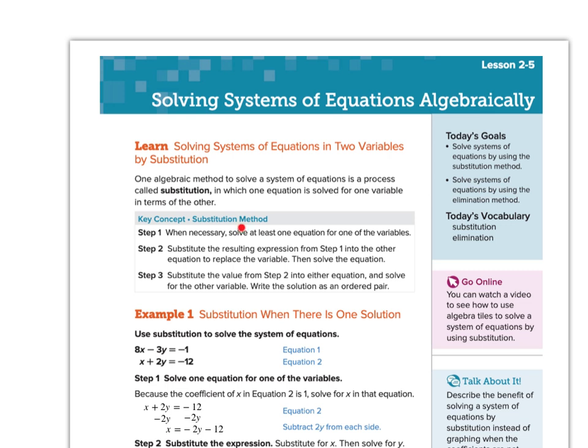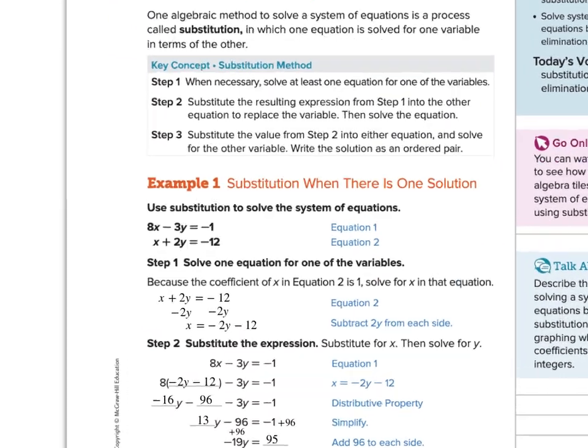Now, for the substitution method, one algebraic method to solve the system of equations is the process of substitution, in which one equation is solved for one variable in terms of the other. So what would that be here? Solve at least one equation for one of the variables, substitute the resulting expression from step one into the other equation, and then solve. You have to remember, we can only solve for one variable at a time.